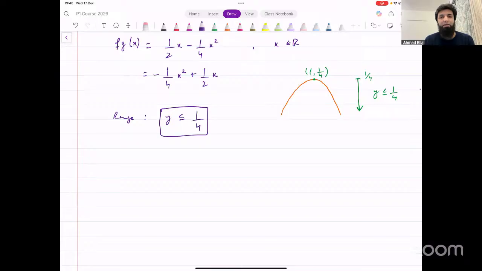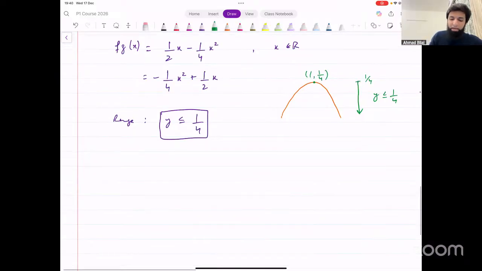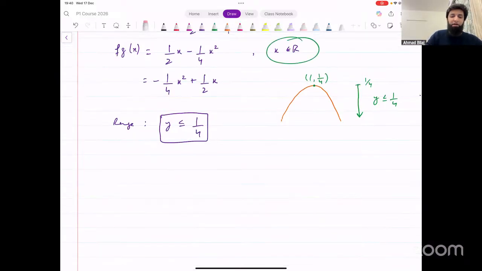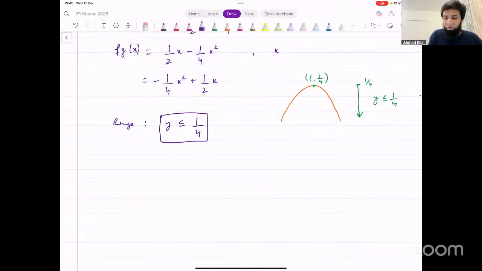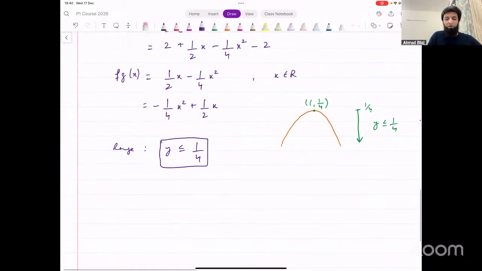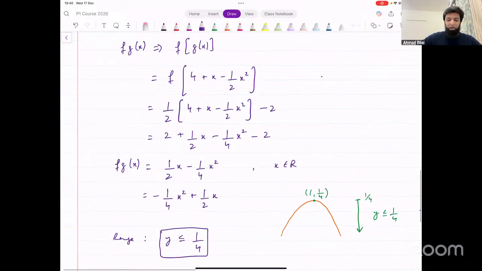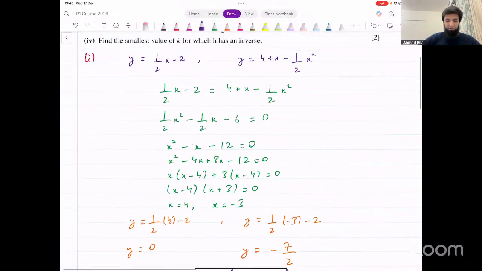Is that all right? Make sense? So we find the range of a composite function like we find the range for any other function, any normal function. We know the domain, just use the domain to find the range. Okay, so there's no special way of finding the range of a composite function. It just works like it works for any normal function. This is a quadratic function, so we looked at the turning point and the graph of the function.